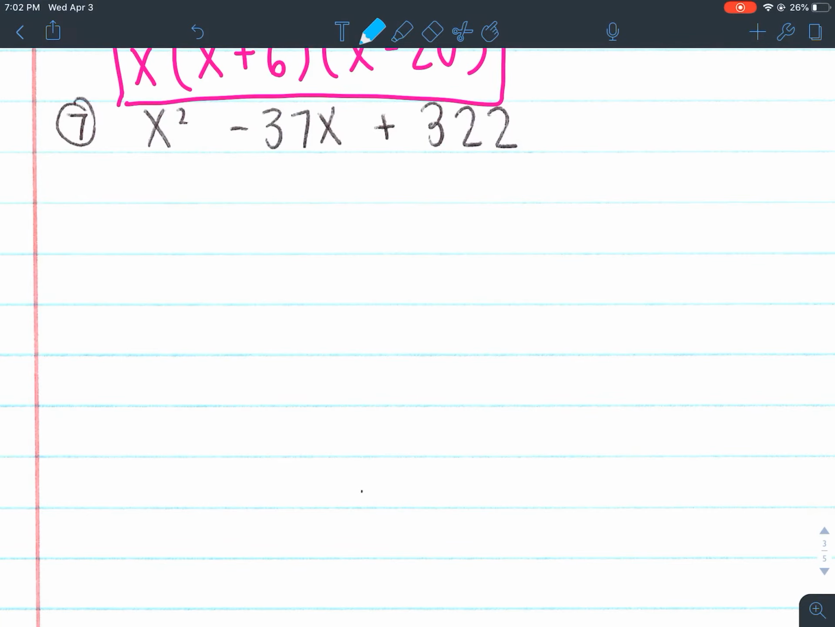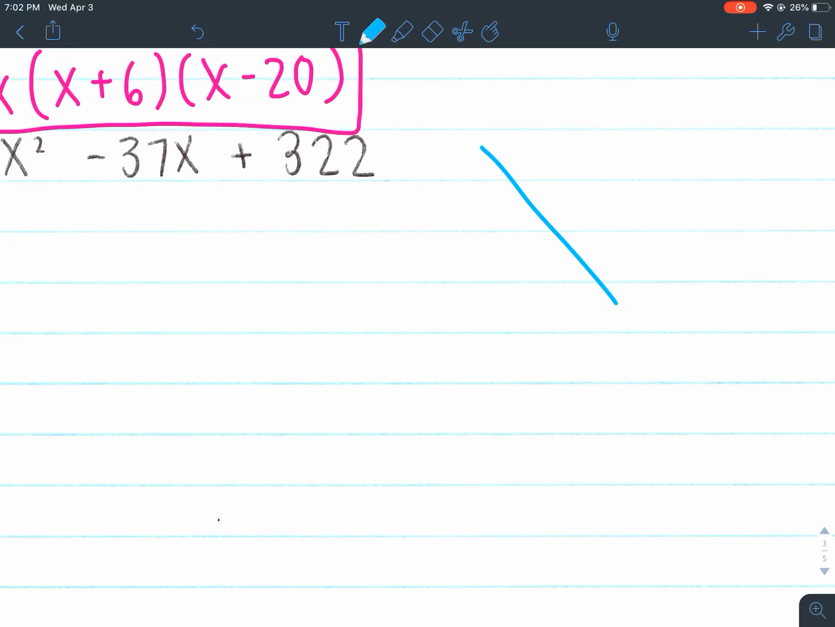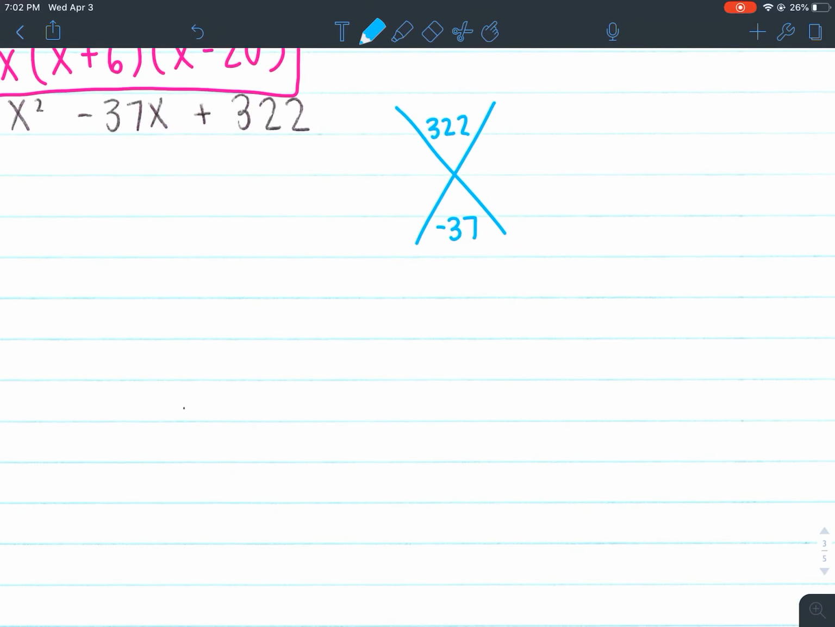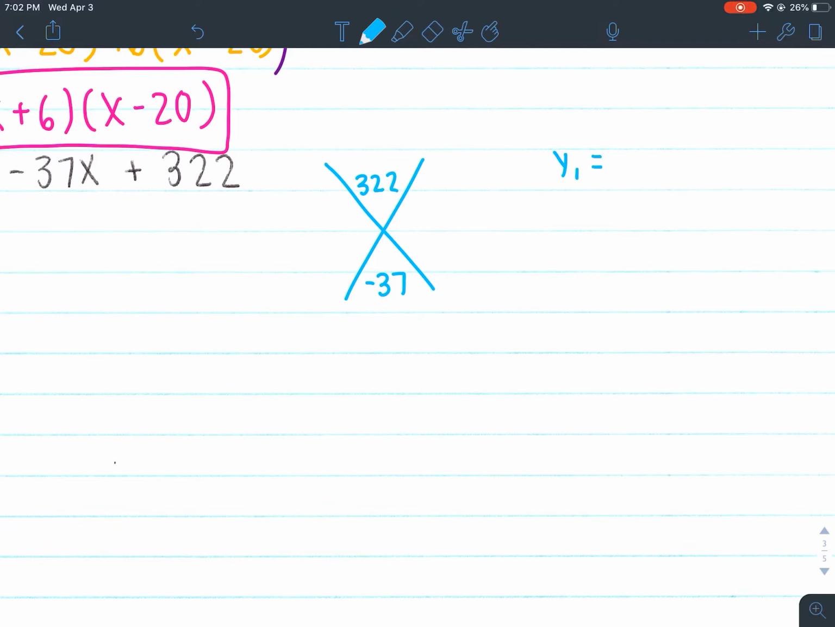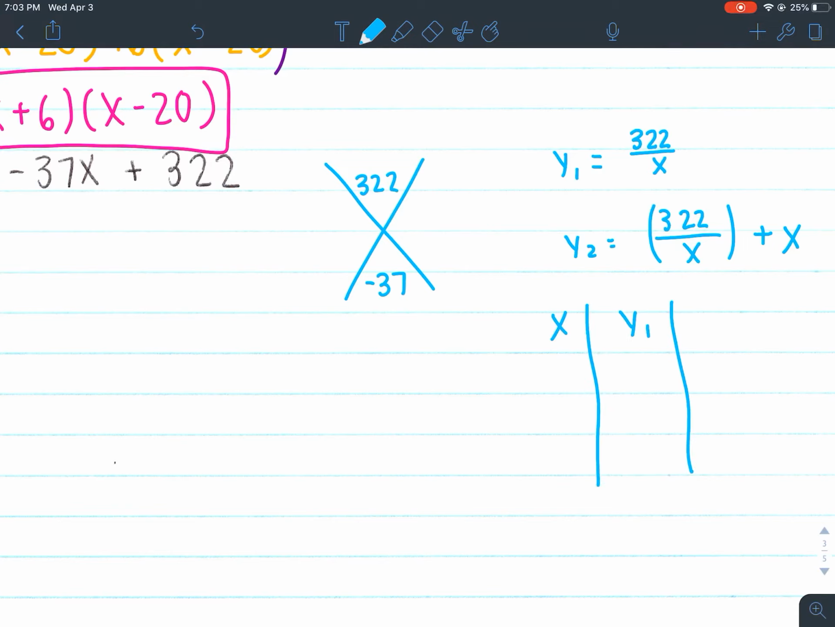Again, check for a GCF. I don't have one, so I'm going to go ahead and draw my little x here. So I have 322 that I want it to multiply to, and I want it to add to negative 37. Okay, so I am not going to list all the factors of 322, but I am going to put that in the calculator. So 322 divided by x, and then in your y2, you're going to do 322 divided by x plus x. And then you're going to do second graph, you're going to look at your list here.